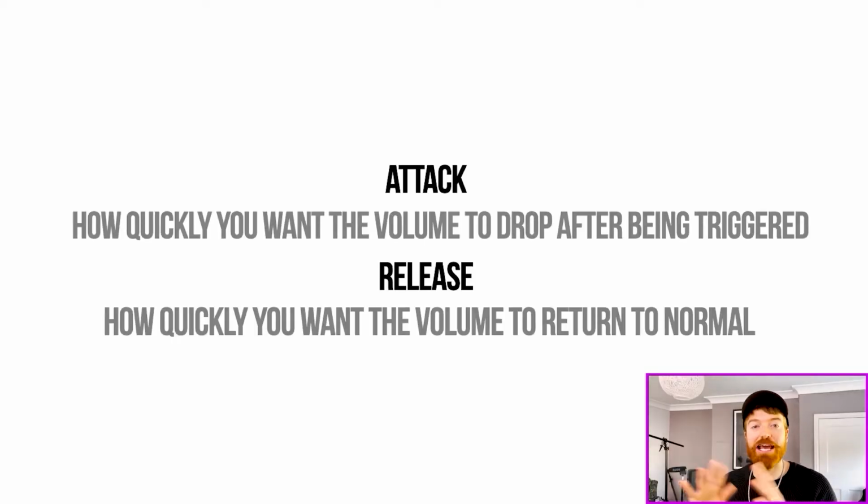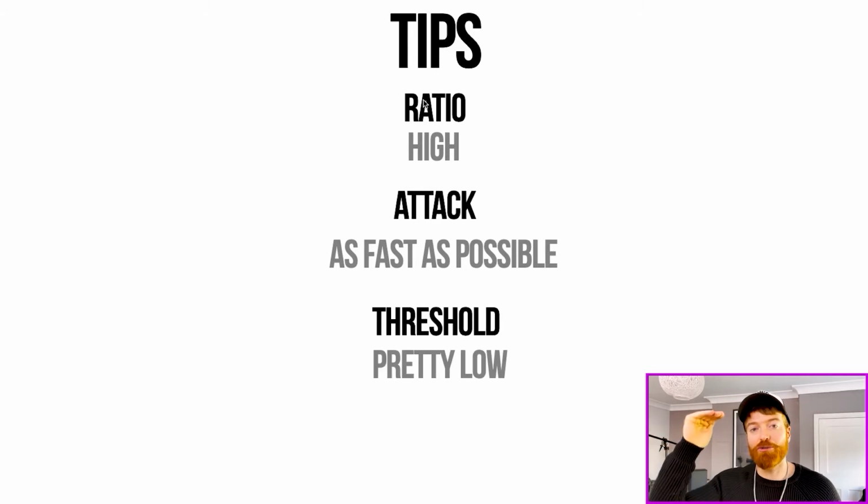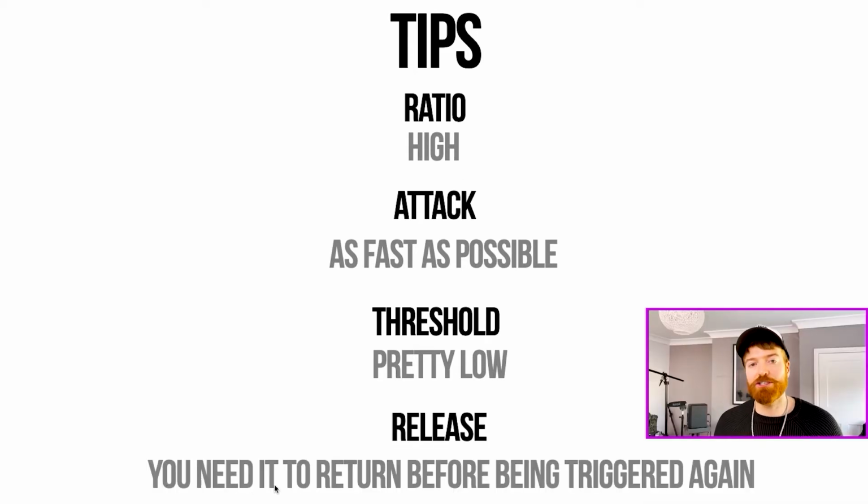Okay, so the next two things you need to know about are attack and release. These things are going to be on every sidechain compressor out there. Attack is essentially how quickly we want the volume turned down, and release is how quickly we want the volume to return to normal, okay? Now here's a couple of tips for you when you're doing sidechain compression. Always have the ratio quite high. Have the attack as quick as possible. The threshold, bring it down, but I typically have it low enough that you can actually hear it doing stuff, but it usually is quite low. And then the release, all you need to know is you want the sound to return back to normal, especially in this case with the kick drum. You want it to return to normal before the next kick drum kicks in.